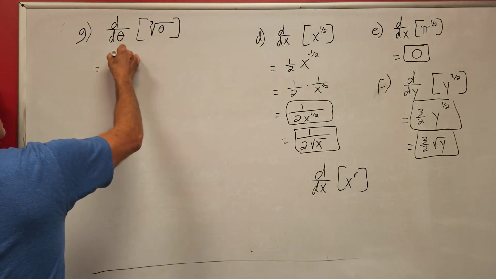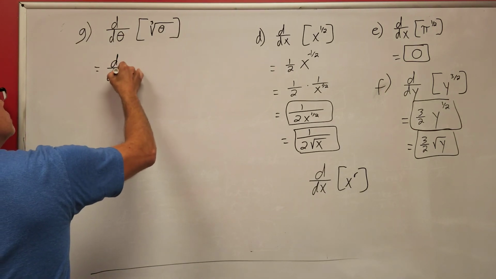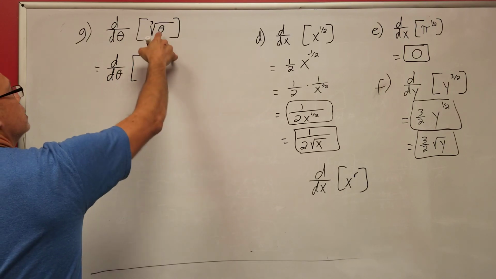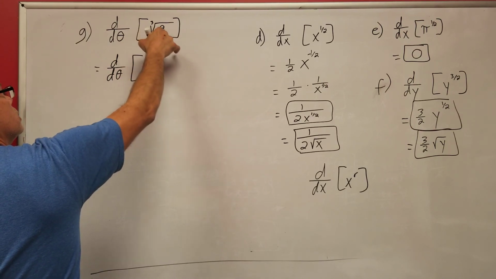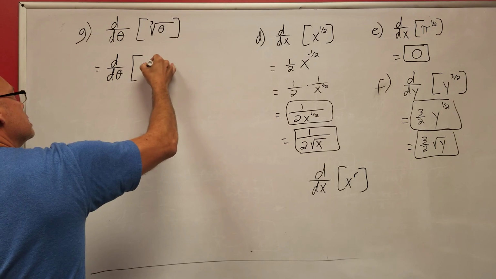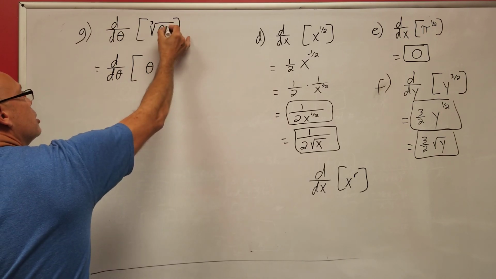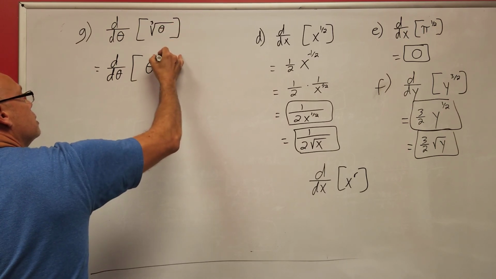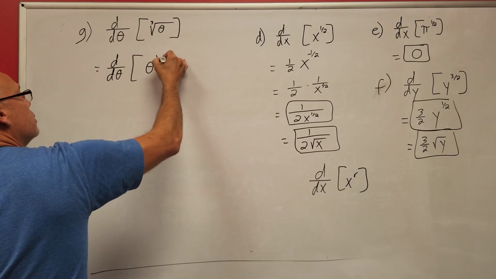So I'm going to do a rewrite. I'm going to say the derivative with respect to theta, instead of the cube root of theta, what's another way to write that as an exponent? Theta to the, remember there's an understood 1 right there over that index of 3.